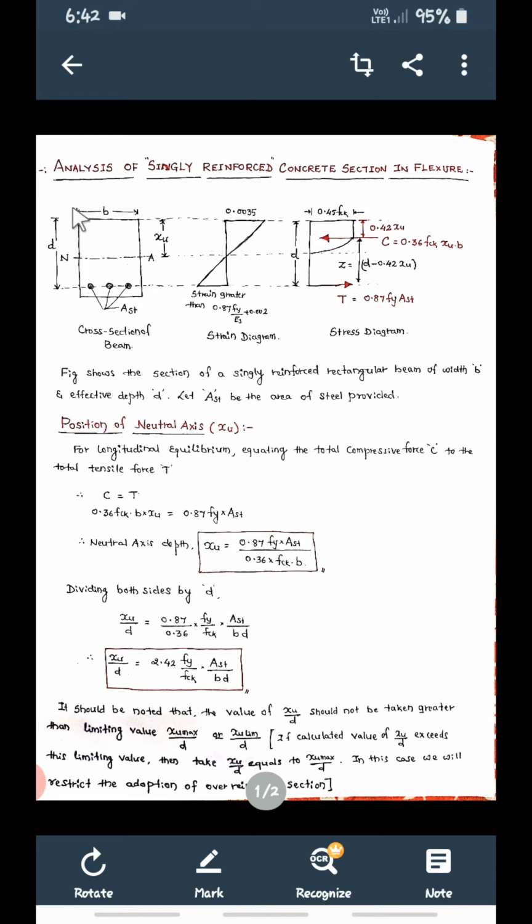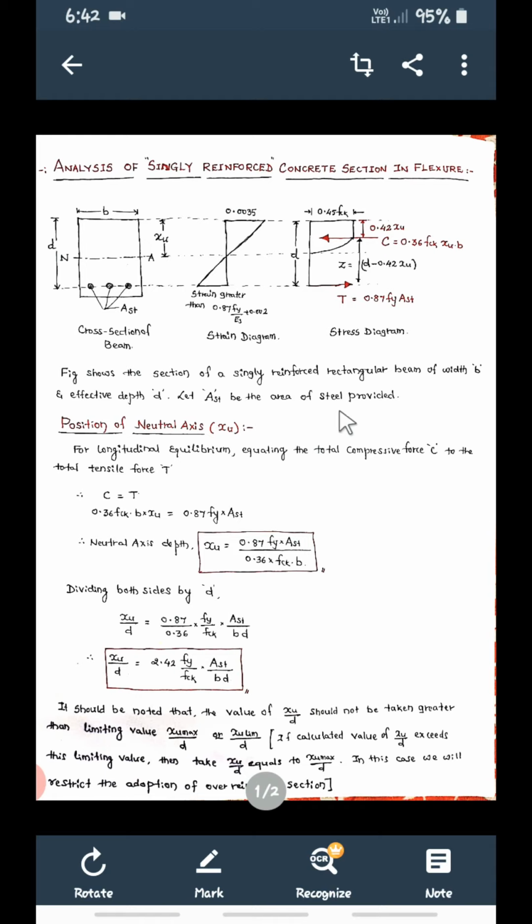Okay, and I'm going to mention from this top fiber to the neutral axis, just write down, this is XU. What is XU? It is the neutral axis depth from the top compression fiber. This is the top compression fiber, and this is the bottom tensile fiber. So from the top compression fiber up to the neutral axis, this is indicated as XU, the depth of the neutral axis.